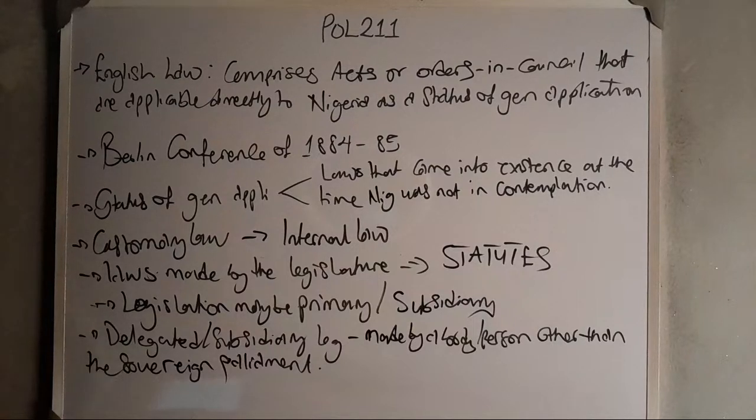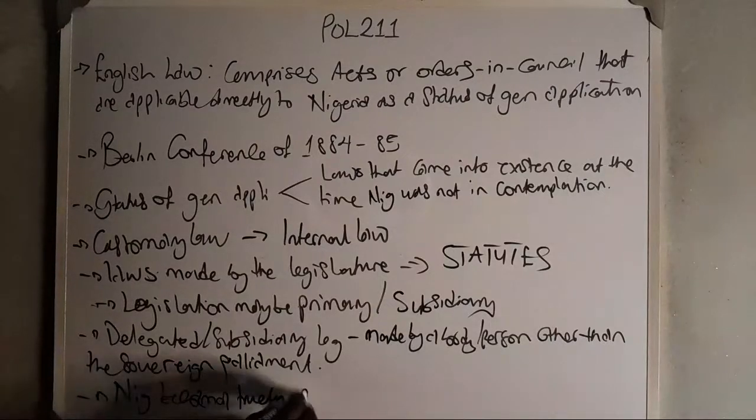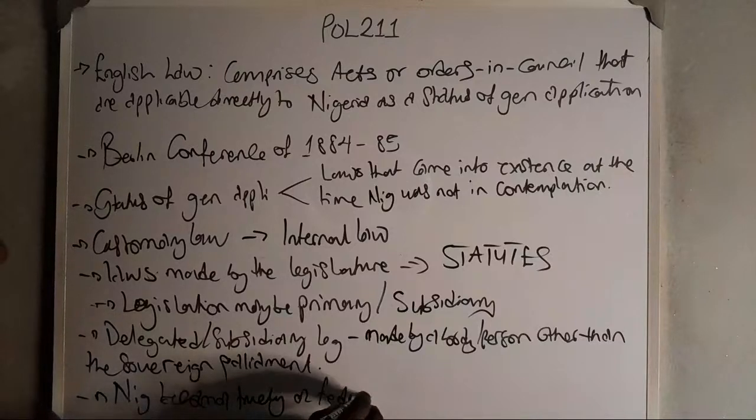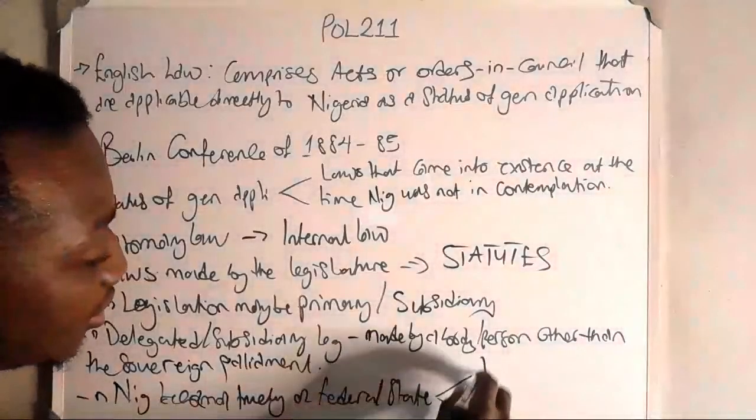Now, we have the customary law, one of the sources of the Nigerian legal system as well. Nigeria became truly a federal state on October 1st, 1959.